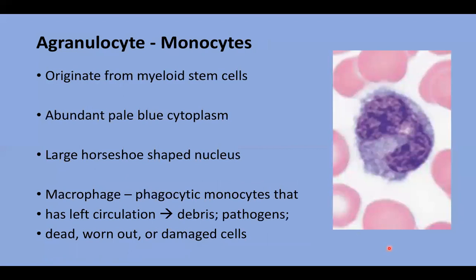The last type of leukocyte we're going to talk about is also in the agranulocyte grouping, and these are the monocytes. So monocytes originate from the myeloid cell. The only white blood cell that does not originate from the myeloid stem cell was the lymphocytes. They originate from the lymphoid cells. Monocytes have a very large, abundant blue cytoplasm. They have a horseshoe-shaped nucleus.